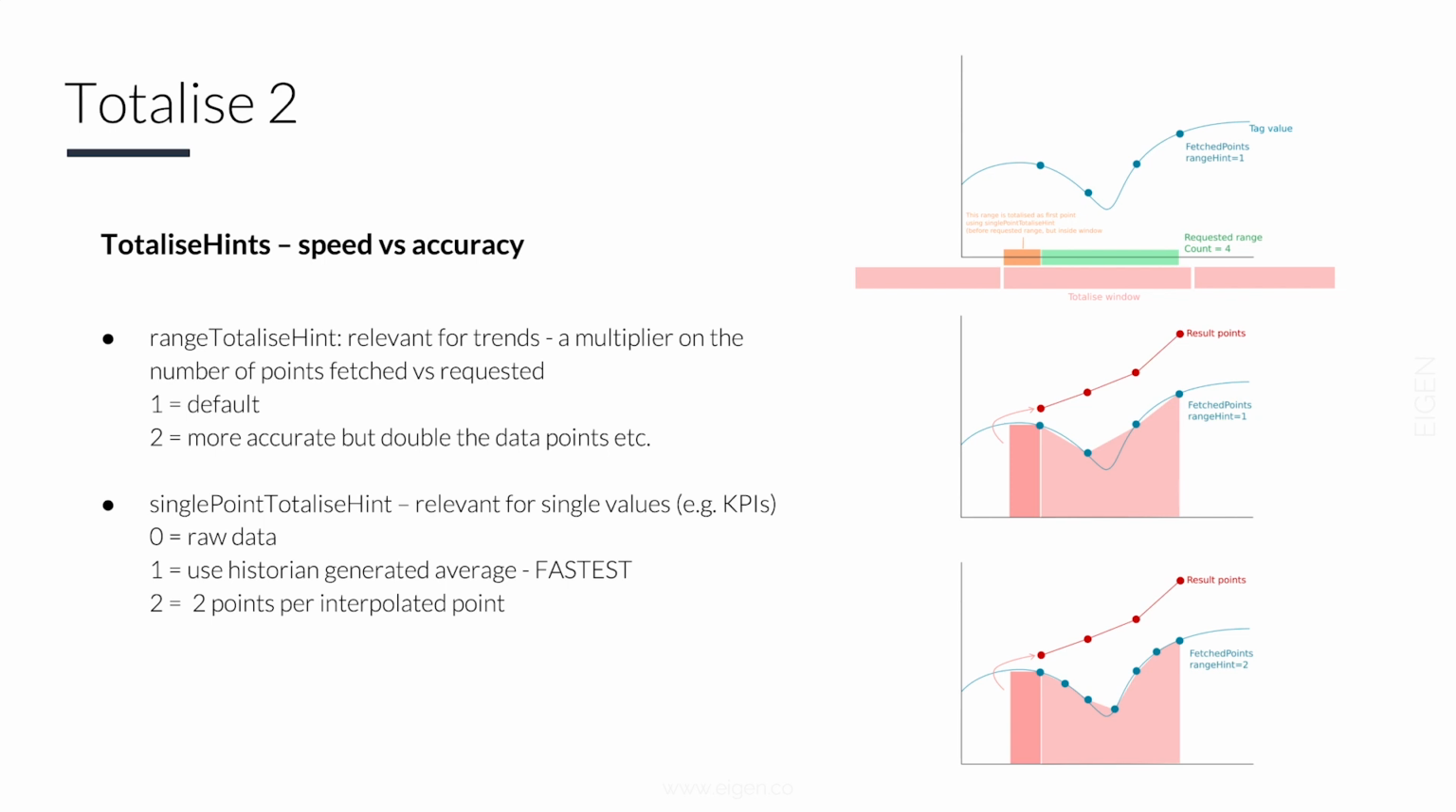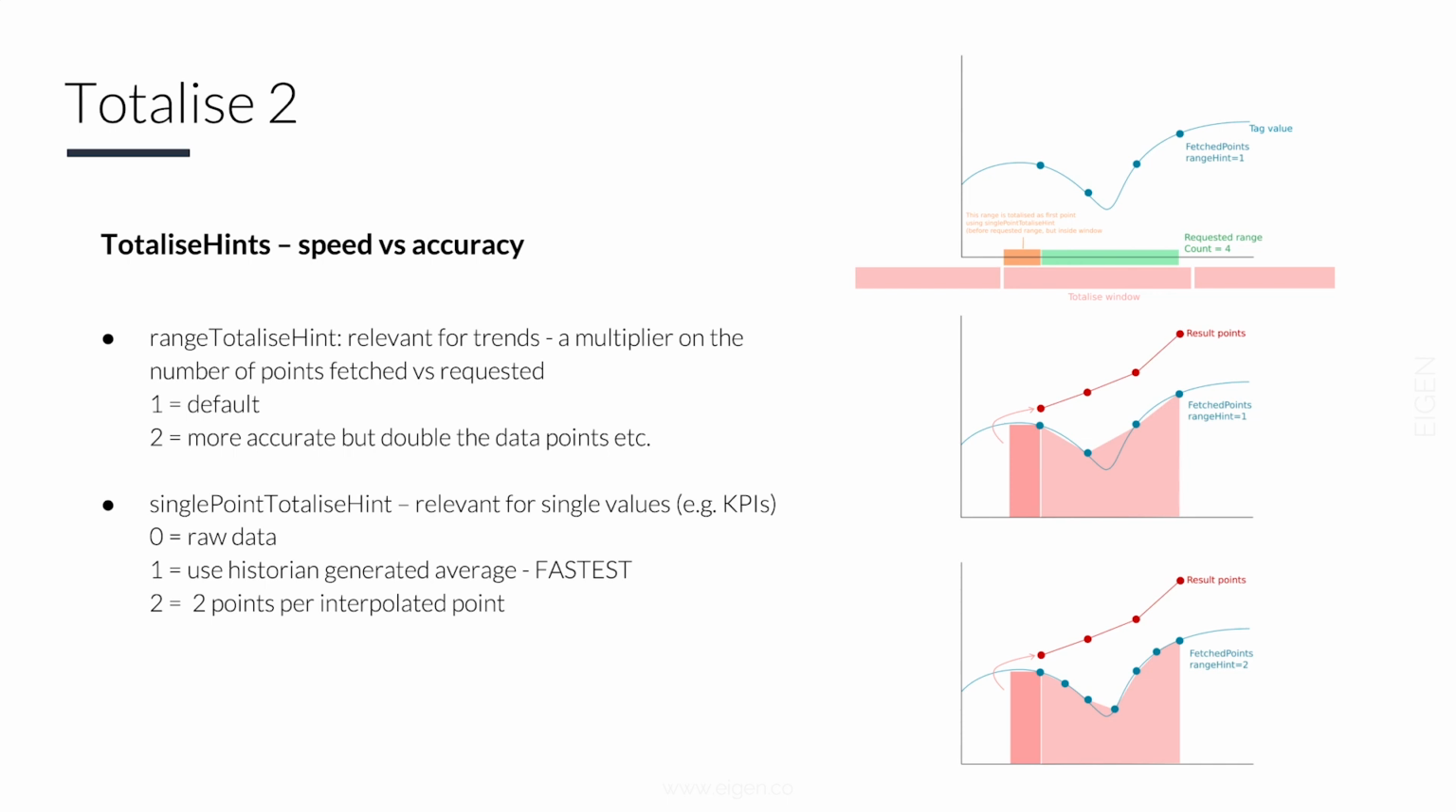For example, if we're going to ask for 1,000 points from the resulting calculation, putting a Totalise hint of 1 will mean that we ask the raw data for 1,000 interpolated points and we'll then do our calculation. If we do a Totalise hint of 2, we'll ask for 2,000 interpolated points and then we'll do our calculation based on that and return 1,000 points.